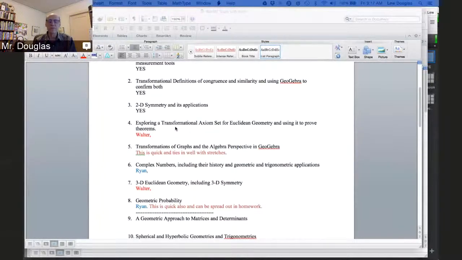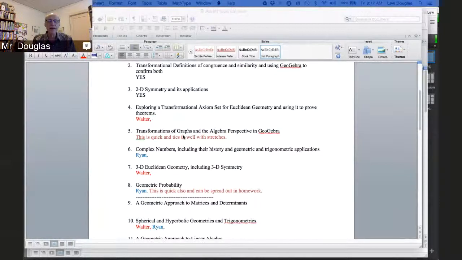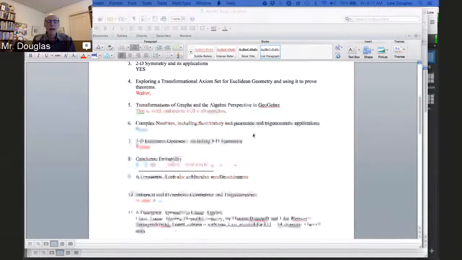We're going to start doing number 4 here today, and especially today. And then nobody put this down, but it's quick and it really ties in well. It's like one class. So I guess I'm making an executive decision. I really want to do this. And Ryan wanted to do complex numbers, including their history. Walter wasn't crazy about that, but one of you did. So I'm trying to kind of alternate. So yeah, I want to do some of this.